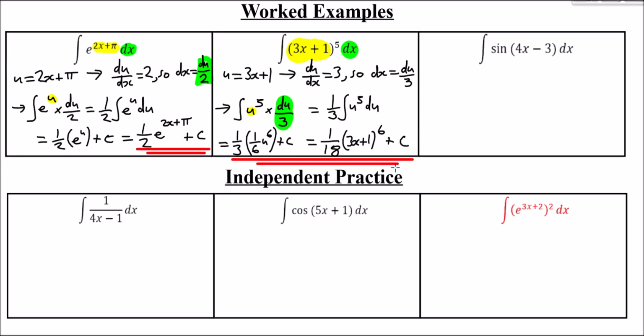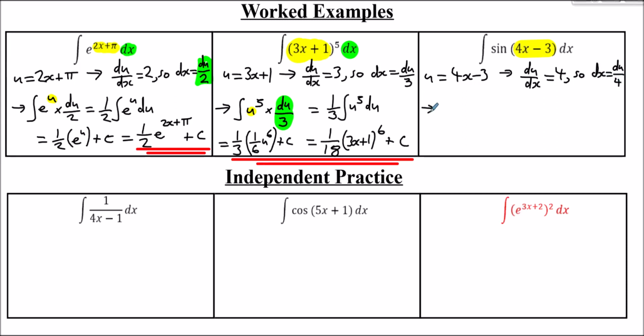One more, and then I'm going to let you try some on your own. So integrating sine of 4x minus 3. Again, we're going to call this thing here our u, so we're going to substitute this with u. And then from that, we're going to find what du by dx is. So du by dx gives us 4, and so dx is just 1/4 of du.